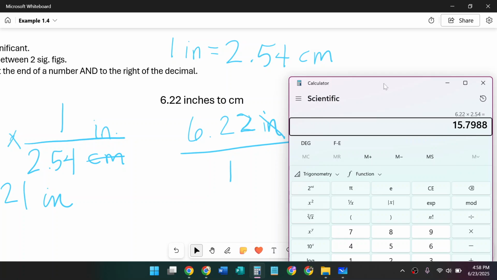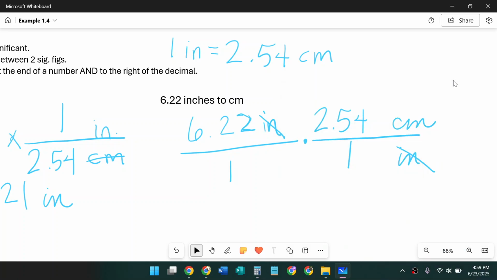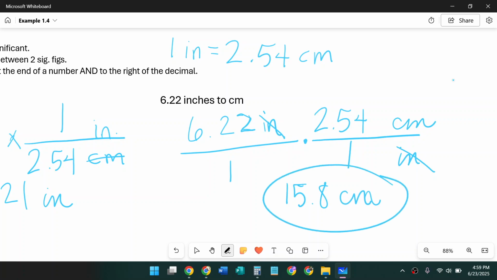So we have 15.7988. 157, that would give us 3 significant digits, but the number right after the 7 is a 9, which means it's going to round up. So our answer will be 15.8 from the rounding. 15.8. And because our inches canceled, we're in centimeters. And that is our final answer for that problem.